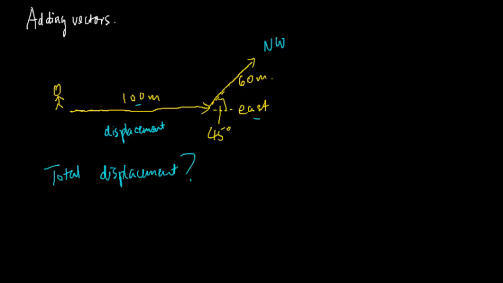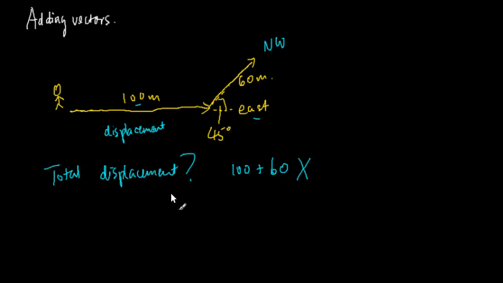Okay, well, you might say, right, I walked for 100 meters and then I walked for 60 meters, so my total displacement is 100 plus 60. You would be right if you want to find the total distance. But unfortunately, this is wrong, because we're not talking about total distance, we're talking about total displacement here.